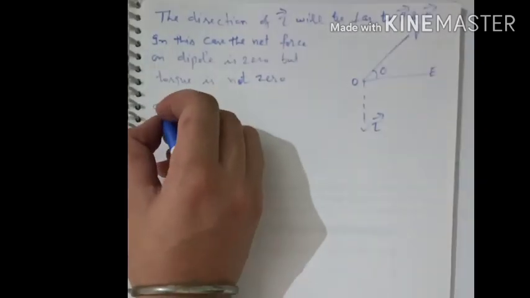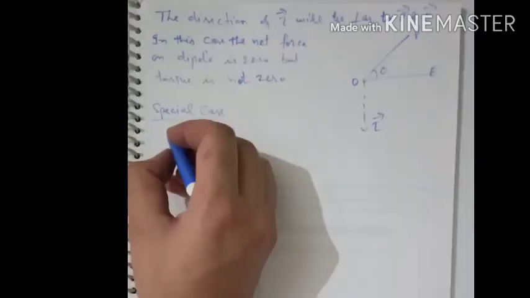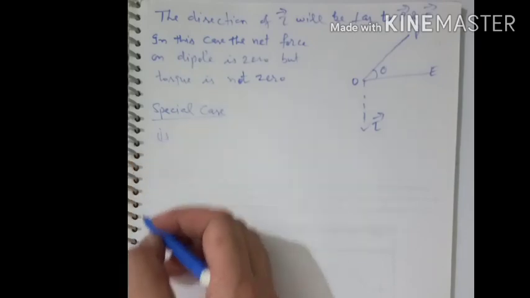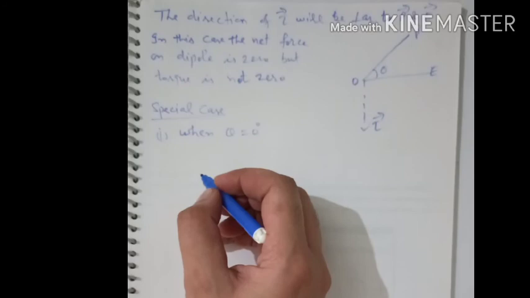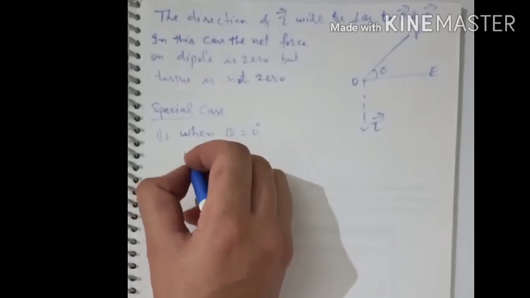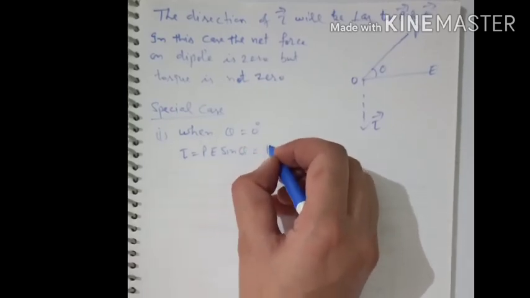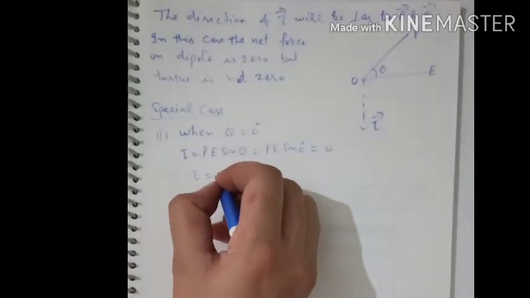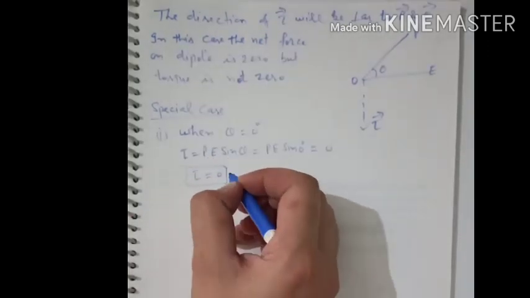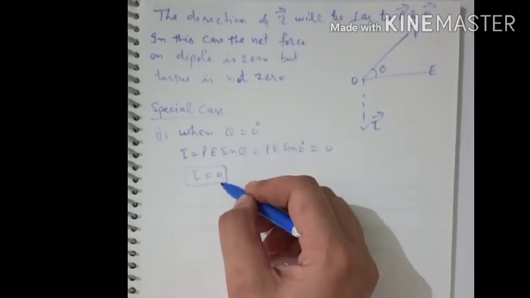Here are two special cases. Number one is when theta is equal to 0 degrees. We know that tau is equal to pE sine theta in magnitude form. So when theta is 0 degrees, sine theta is 0, which means tau is equal to 0. It means when theta is equal to 0, no torque acts on the dipole. Torque is 0 when its axis is parallel to the field.